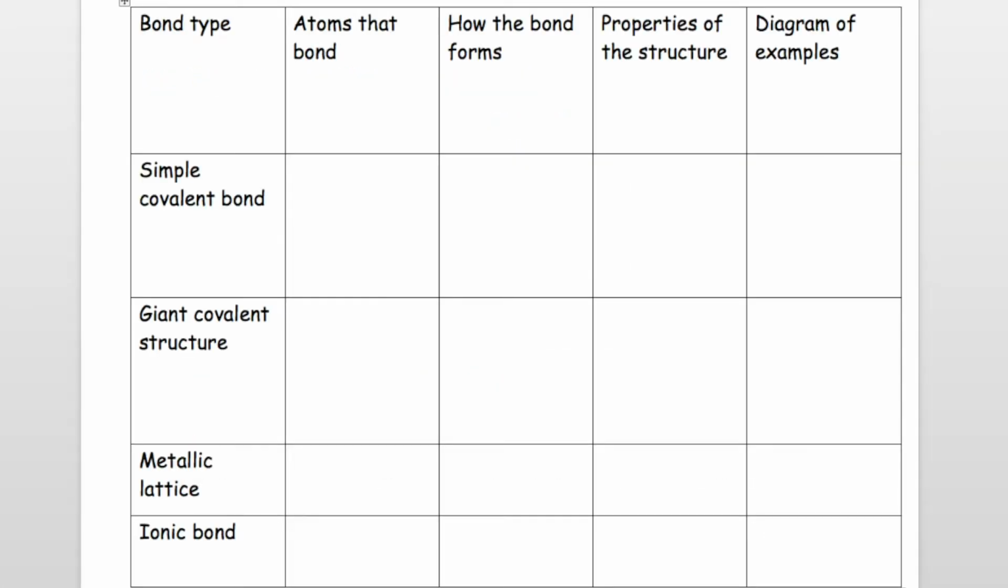To support you in answering this question, we're going to look at the subject knowledge you should have about this topic. Look at the table for the following. Which type of atom is required to make the bond? How the bond forms? What properties the structure would have? And also consider which examples you should know by looking at the diagrams.